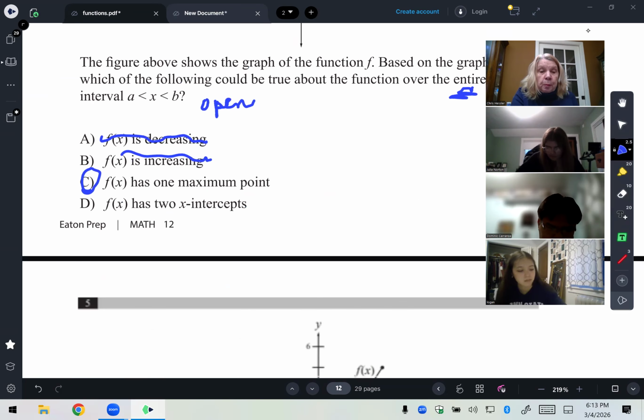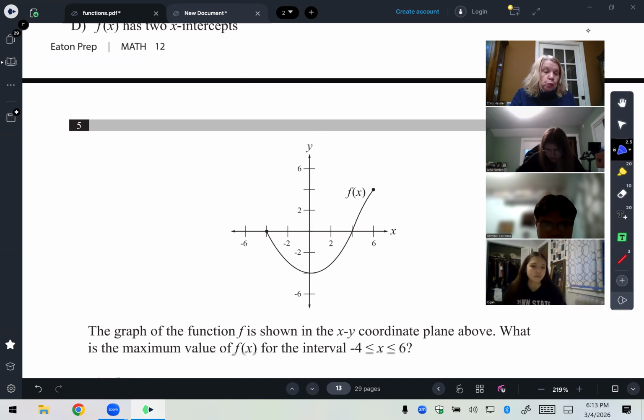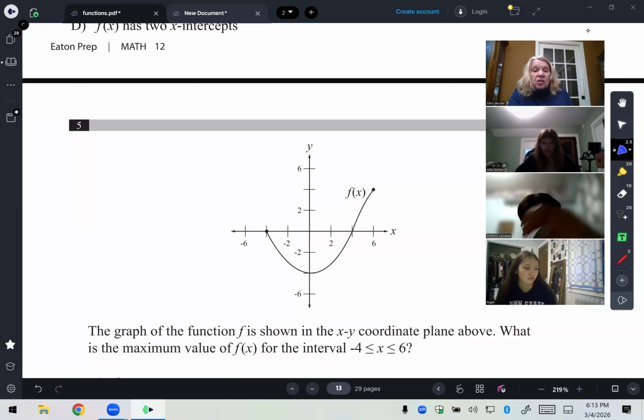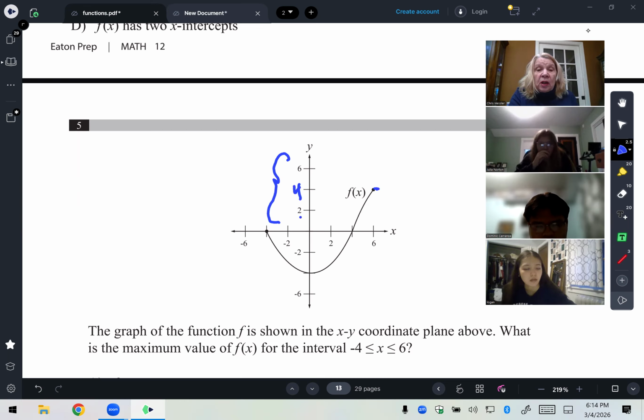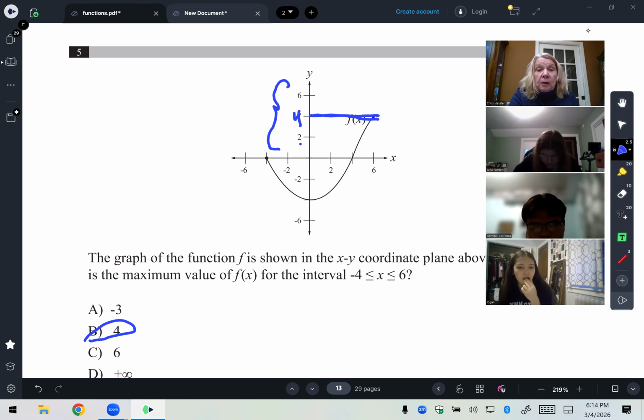Okay, let's go on to this one. The graph of the function f is shown in the xy coordinate plane above. What is the maximum value of f of x for this interval? Now here, what could sort of confound us is this graph up here. So if this is 2, this would be 4, and that would be 6. So really, they want you to say, oh, it would just be 3, but it's going to be 4. Does everybody see why? Because you have to study the increments on the left. They could catch you with something like that.